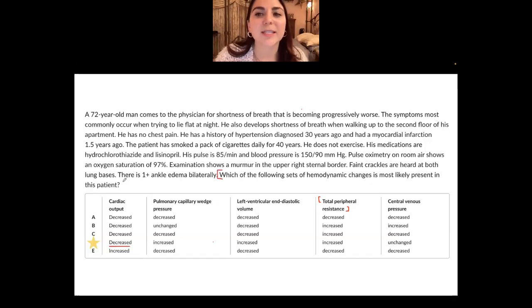But usually with this, they'll say, and that's why I really read the question, and really read the last sentence and see what they're asking. But if it says which of the following sets is most likely present in this patient, at this time this patient has come in. So clearly he's got heart failure and it's obviously not within 2 hours of him having heart failure, or within a day of having heart failure. So he probably has these compensatory RAAS changes.